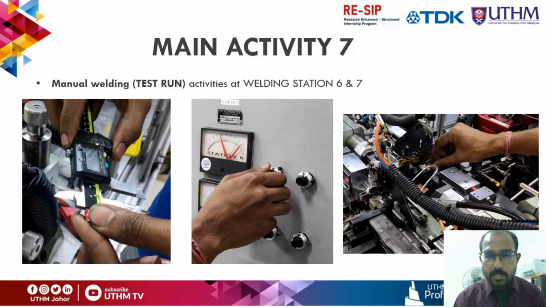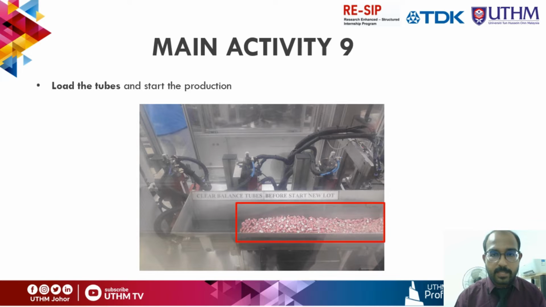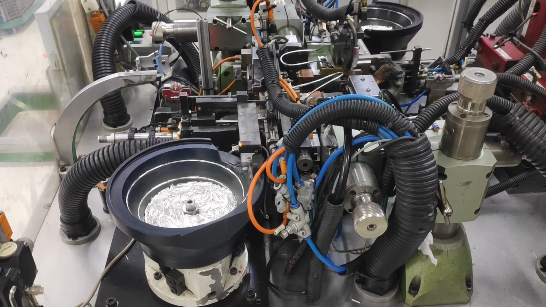Main activity 7 is about the press run activities on both stations. Main activity 8 is about welding parameter changing activities. It's an optional activity. It depends on the welding strength of the gas tube arrestor. Last but not least, main activity 9 is to load the tubes on the tube loading station and finally start the production. All these main activities contain sub activities which have been clearly described in the draft report.